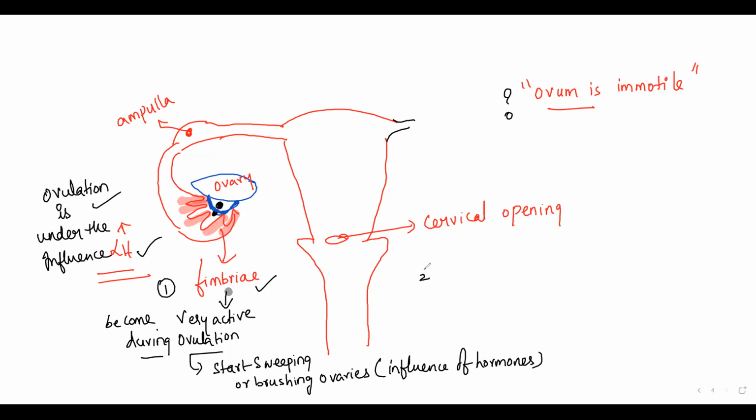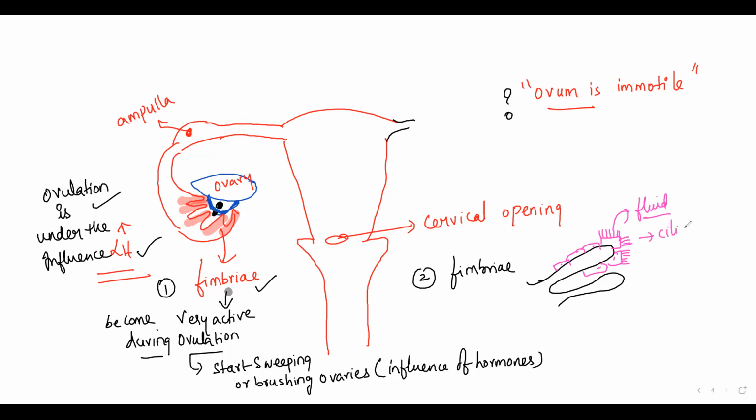Now secondly, what is happening is the fimbriae. Let me draw one fimbria. So this is going to be the fimbriae, right? The fimbriae are lined by mucus cells. These are the mucus cells, and they have cilia. The cilia are also going to release some fluid, and the cilia also have ciliary movement, right? The ciliary movement, and they're releasing some fluid.